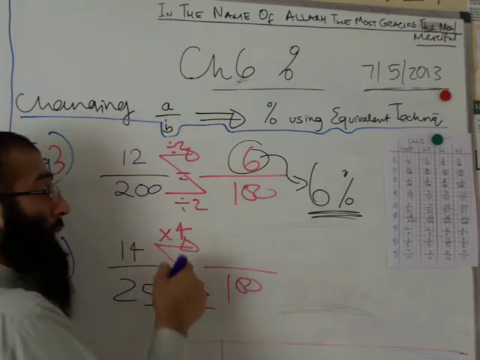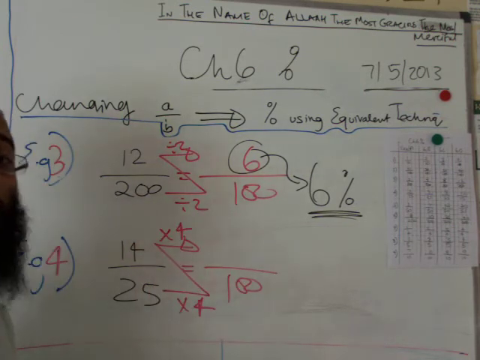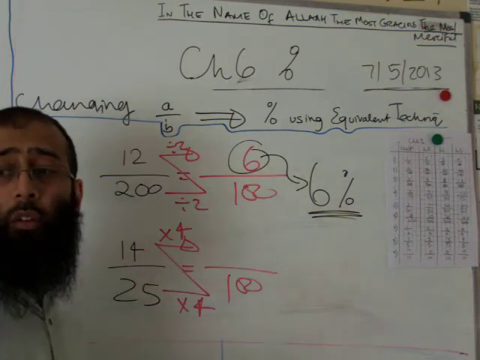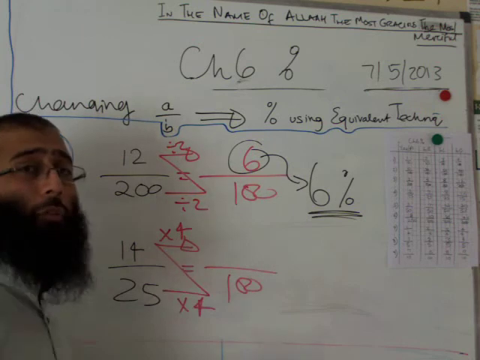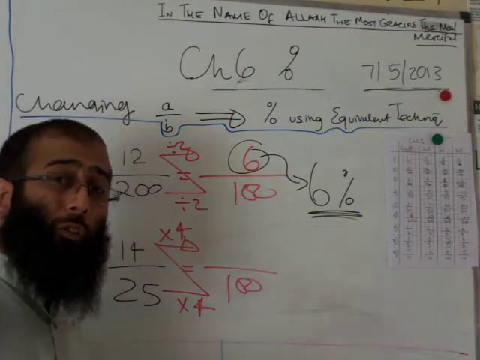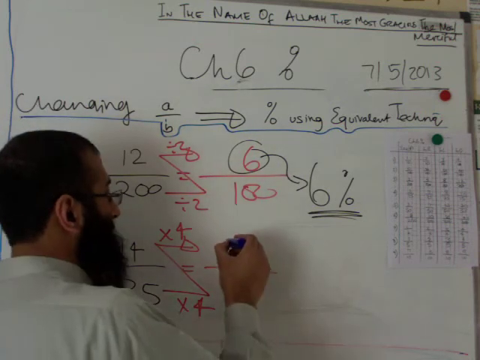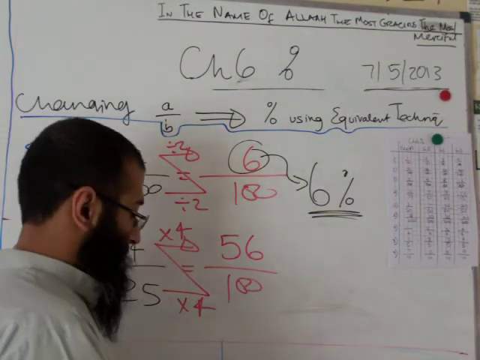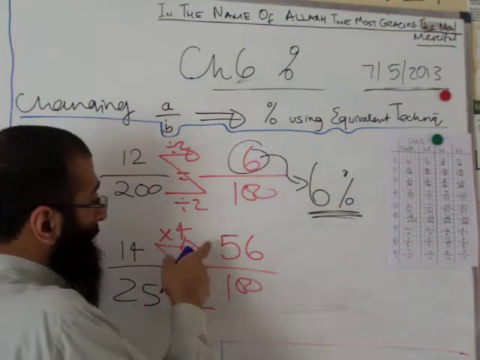So we do 14 times by 4. To work out 14 times by 4 in your head mentally, do 10 times by 4, which is 40. 4 times by 4, which is 16. 40 add 16 will give you a grand total of 56. And as we said before, 56%.